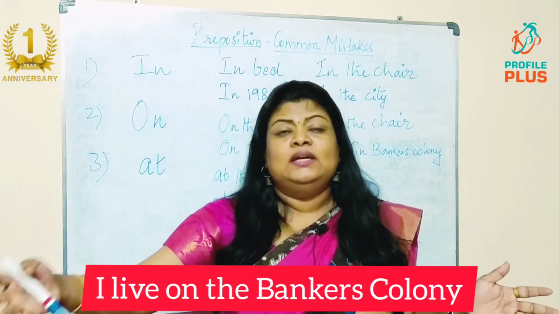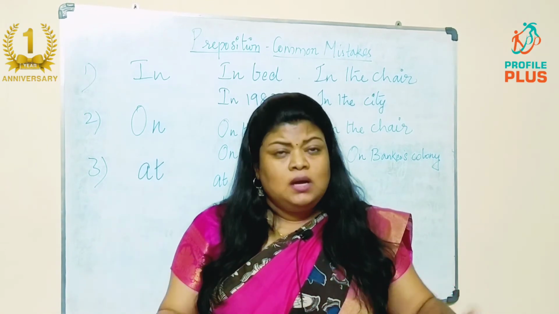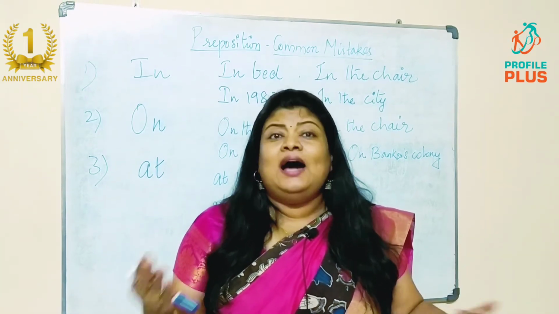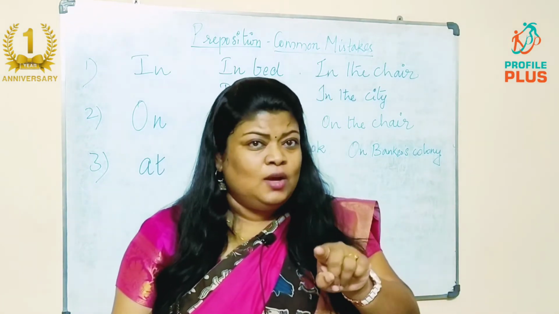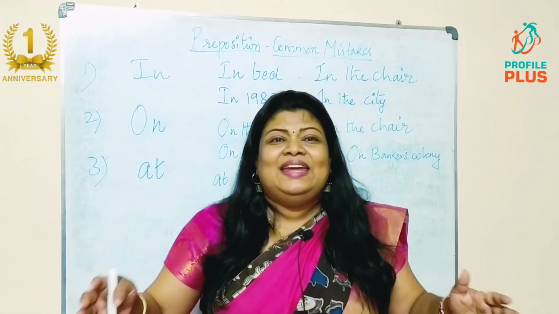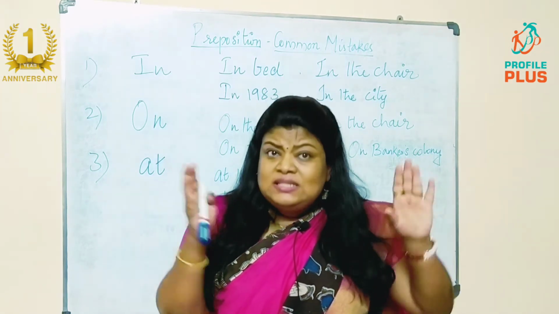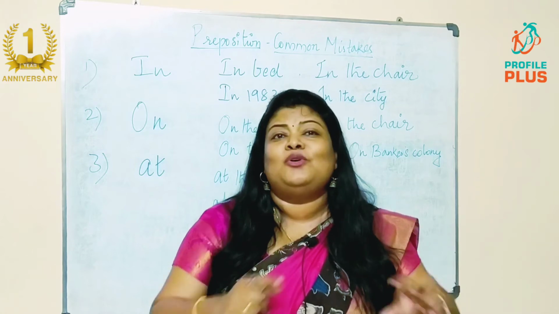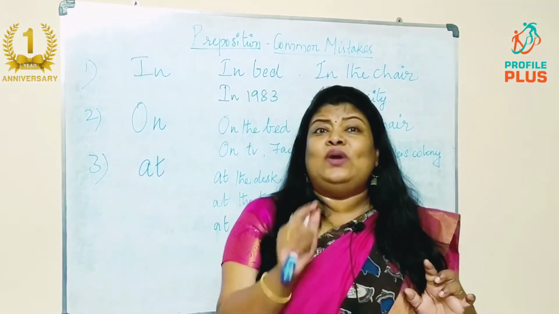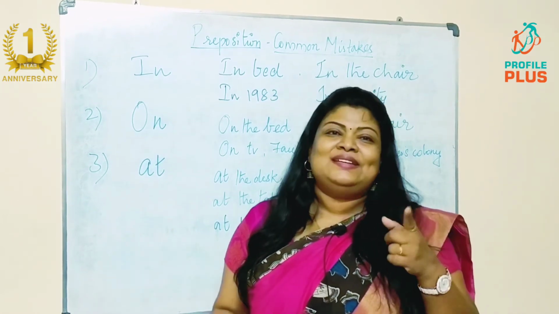On Bankers Colony means you are talking only about the street name or the area name, but we are not really specific about the whole address. I also told you where you have to use in. While you are talking about the whole area, the city, you can say in the city. But when you give the street name or the colony name, and still you're not very specific about the door number or the full address, you have to use on here. And when you know the specific address, then you go to the next preposition, at.